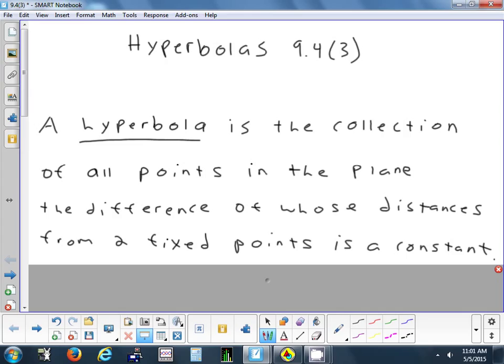Okay, so it's a collection of points, such that if you measure the distance from any point on the hyperbola to the first focus, measure the distance from that same point to the second focus, and subtract those two distances, you'll always get the same thing.